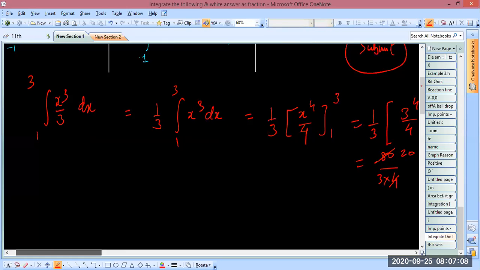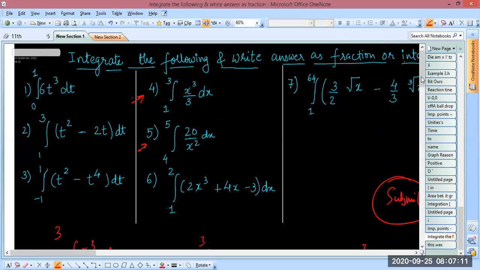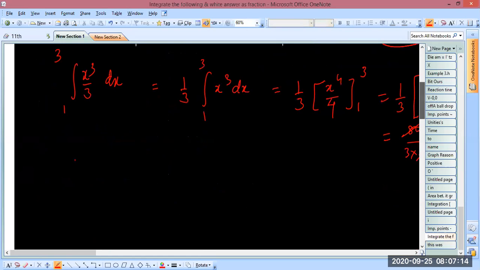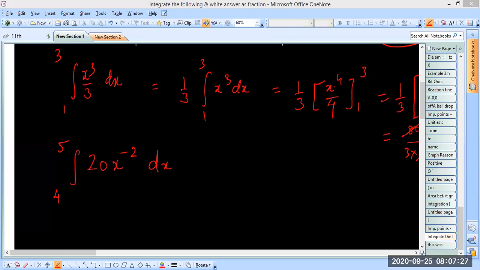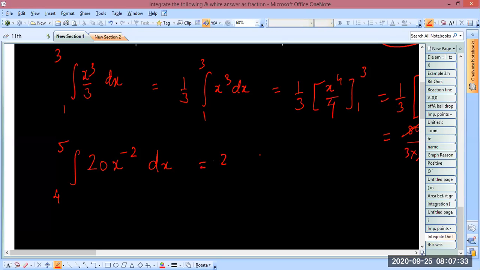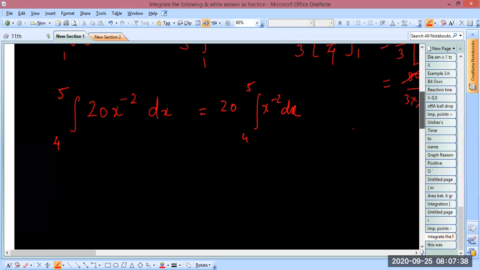Okay, so that's number 4. Now number 5. So 20 upon x square. I hope you realize that this is this. Clear? I don't think anyone has any problem with that. 1 upon x square is x raised to minus 2. So just use the usual rules now. 20 outside. Integration of x raised to minus 2 dx from 4 to 5 is going to be x raised to minus 1 upon minus 1. Clear? And then you have to put a 4 and a 5.